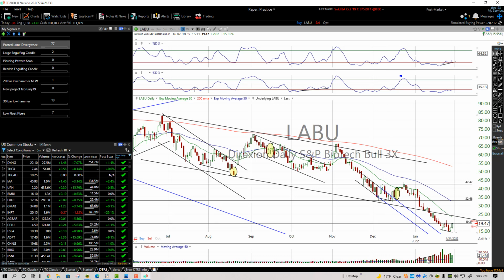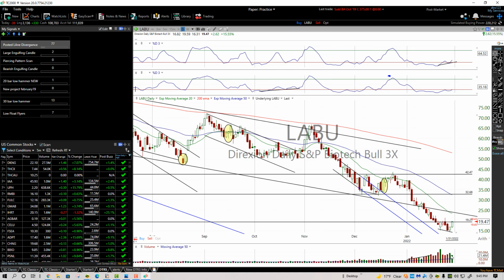Looks really good. See the volume picked up here also, which I kind of like. And the volume came into some buying over the last couple of days. I like it a lot for tomorrow. I want to watch it closer tomorrow. Might add to my position in LABU. We did pick up those options.